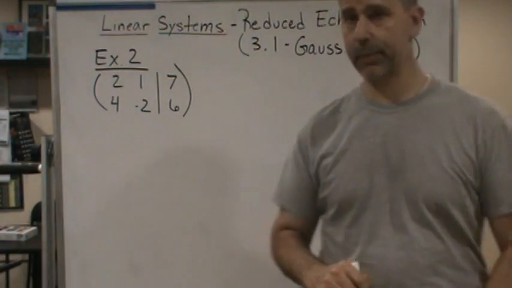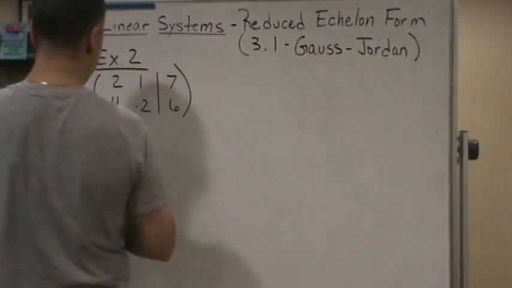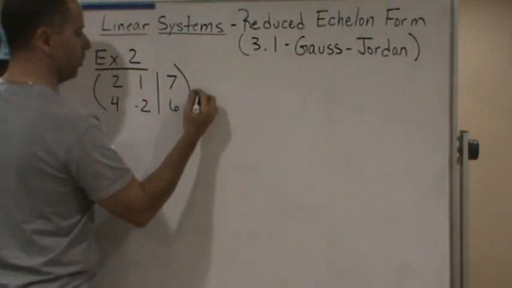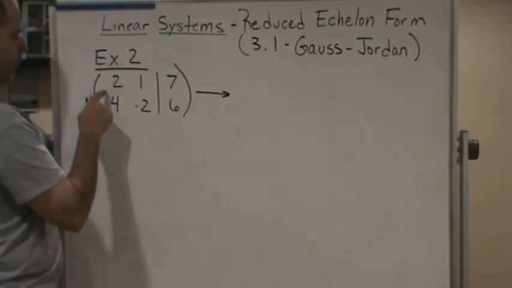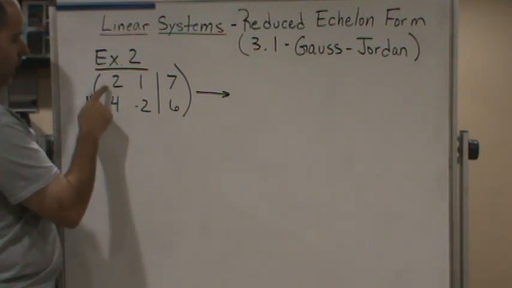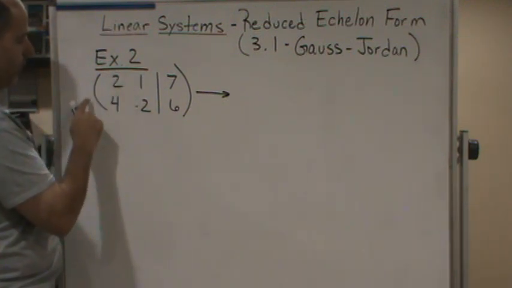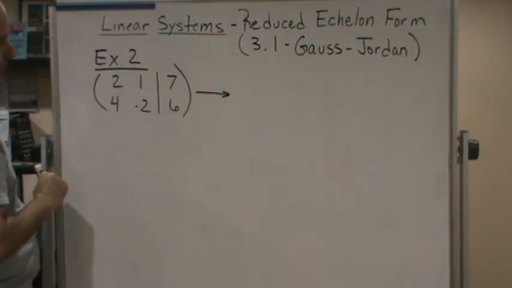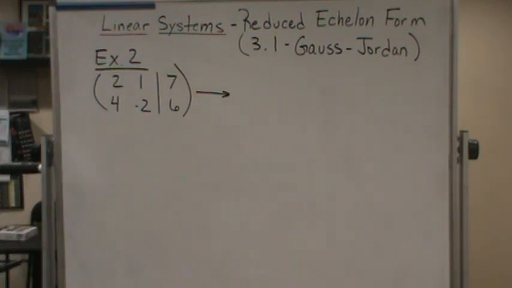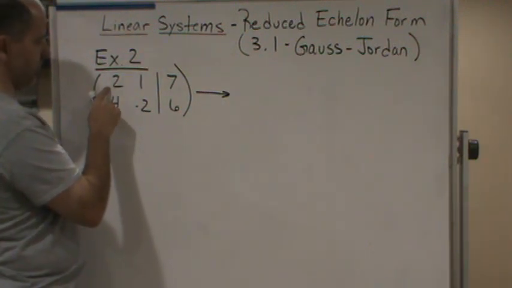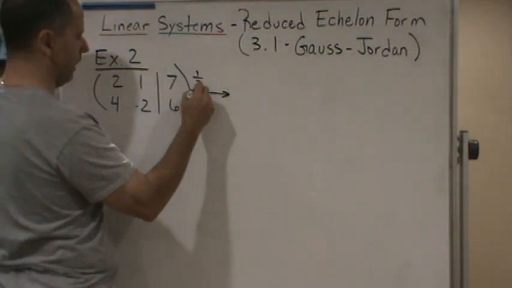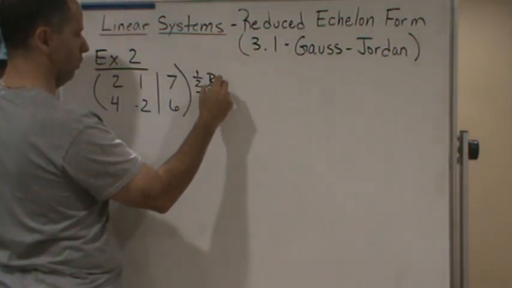Okay, so let's do this example here. Example number 2, what we're going to do is row reduce this. The first thing I'm going to do is make this a 1. So I'm going to divide the whole first row by, well, let's see, we could do this a number of ways. Let's just multiply the first row by half. So we're going to take 1/2 row 1.